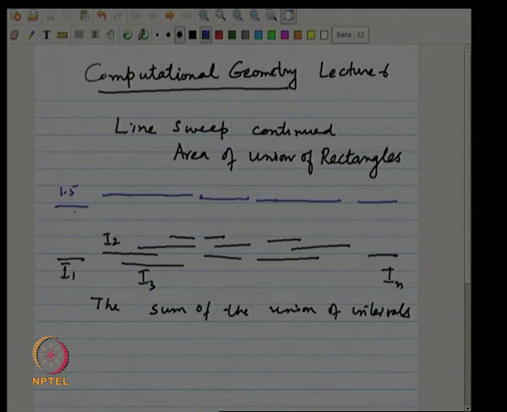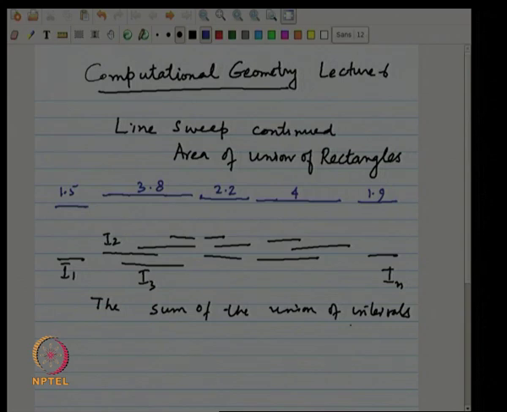And what I am interested in is the sum. So, maybe this is 1.5 and this is 3.8 and this is 2.2, something like 4, maybe something like 1.9. Right. So, then I will simply add these up, these are disjoint intervals, okay, and whatever is the sum, that is what I mean by the sum of the union of the intervals.